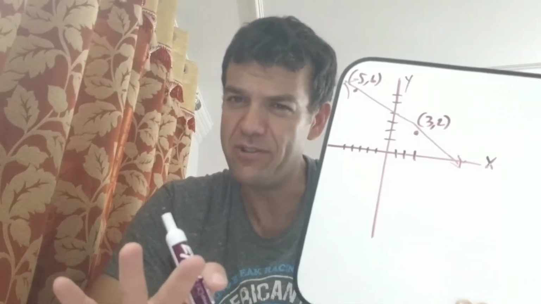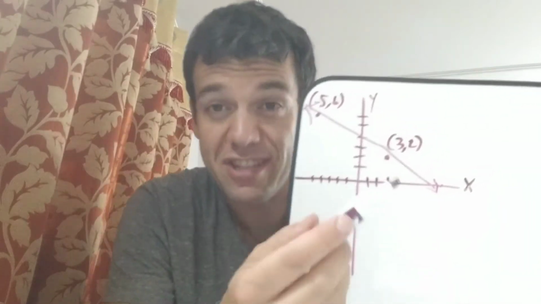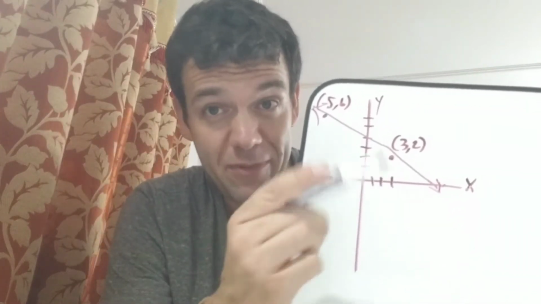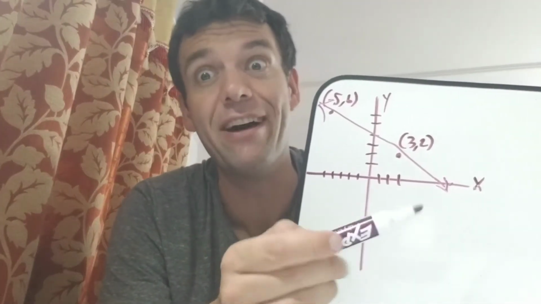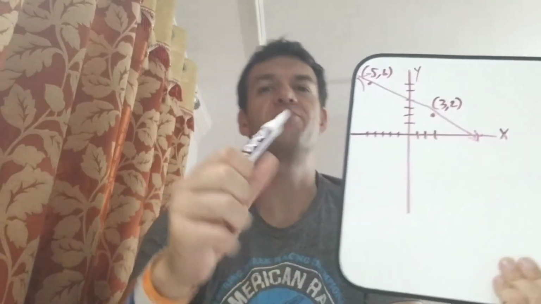Now there's a couple ways you can do it. They might just give you these points, not even draw anything that I drew, and they just said, hey, find the equation of a line containing these 2 points. Okay? Let's pretend that's what they did.